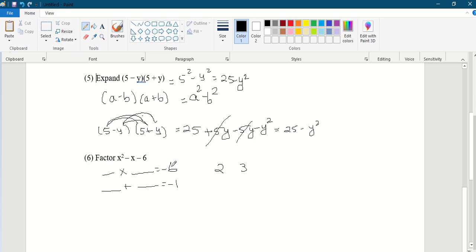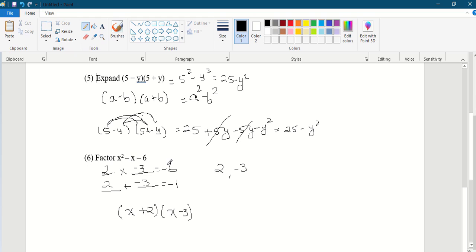Now which one will get which sign? Because I need a negative 1, negative 3 plus 2 will give us negative 1. So the two numbers multiplying to negative 6 and adding to negative 1 are 2 and negative 3. Once we have those numbers, it's a matter of writing it like this: x plus 2, x minus 3. And those two numbers are coming from here or here.